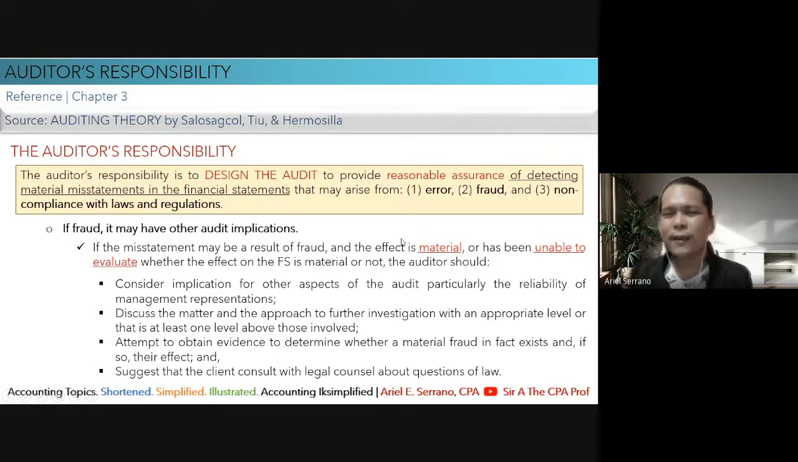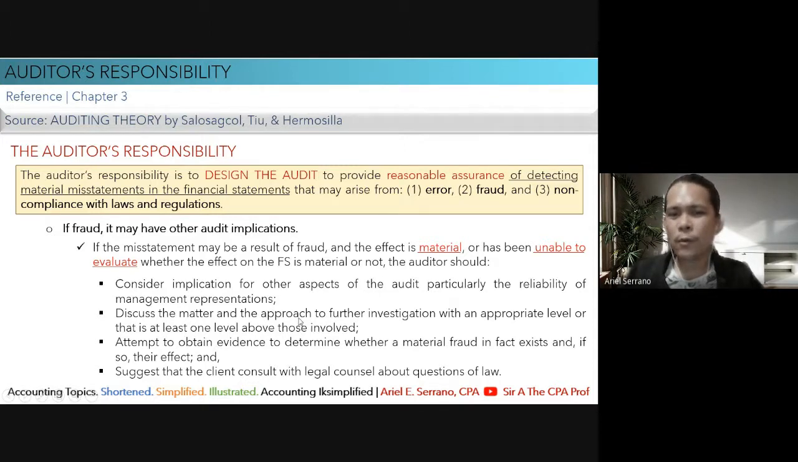If the misstatement is material, o kaya naman, we are unable, if we are the auditors, we were unable to evaluate the effect on the financial statements, whether or not it is material, we should conduct the following. Una, consider natin yung implication for other aspects of the audit, particularly yung reliability ng management representations. Papaniwalaan ba natin yung mga pinagsasasabi ng management? O kaya naman, we cannot evaluate it kung immaterial siya or material. So we have to consider the implications sa iba nating audit procedures. At saka, mapagkakatiwalaan pa ba yung pinagsasasabi ng mga management?